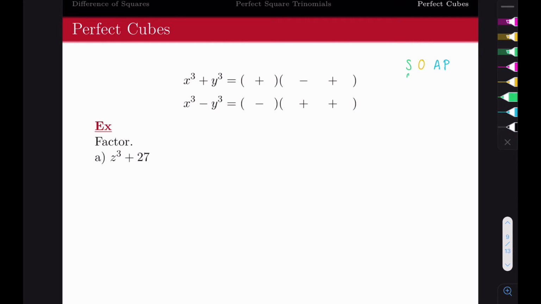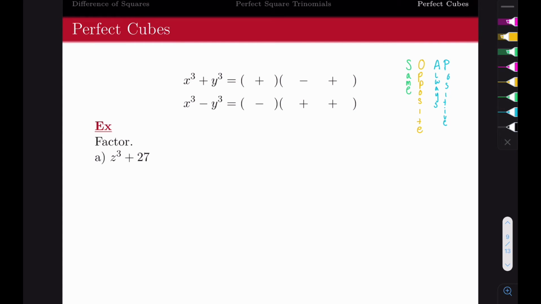So the S stands for, you start with the same sign. So we have positive, starts positive, negative, starts negative. And then the O stands for the opposite sign. So you go positive, the opposite sign is negative, negative, opposite is positive. And then the last sign is always positive. Okay. Otherwise, the formulas are identical.